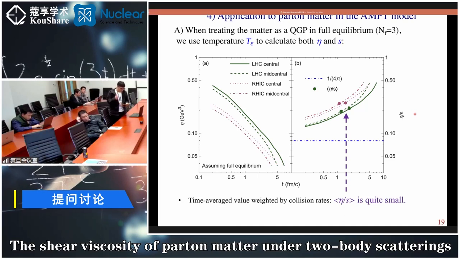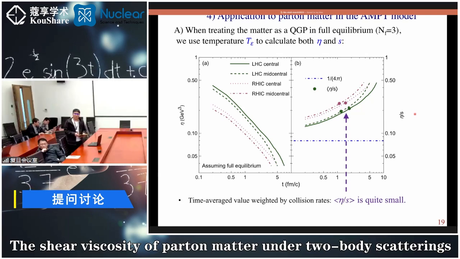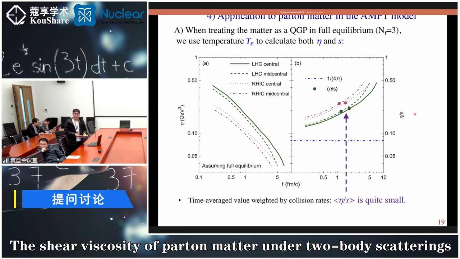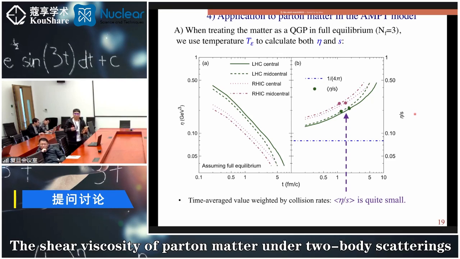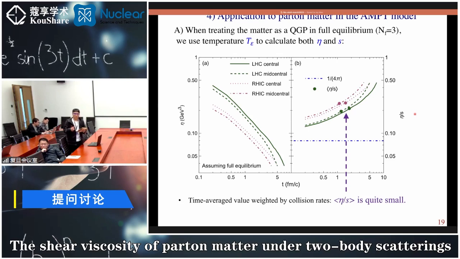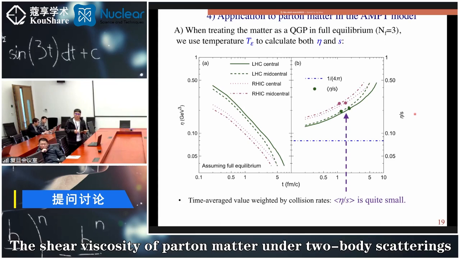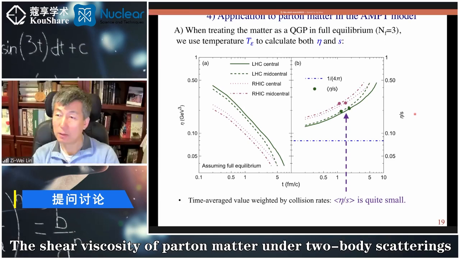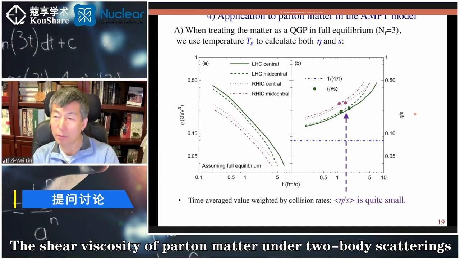Okay, thank you. So I have a second question. How do you expect, if you include multiple particle scattering? Because we know if you have multiple scatterings, then the system could achieve thermal equilibrium much faster, right? Also chemical equilibrium. You will approach chemical equilibrium, right?